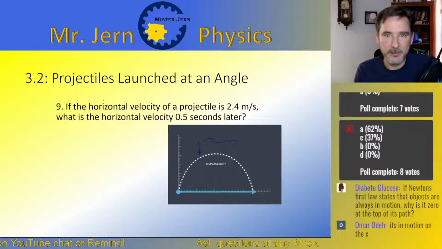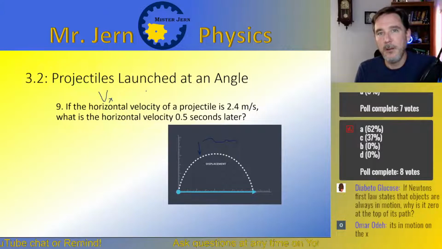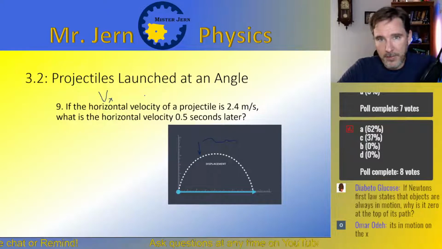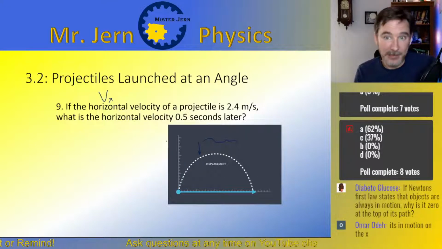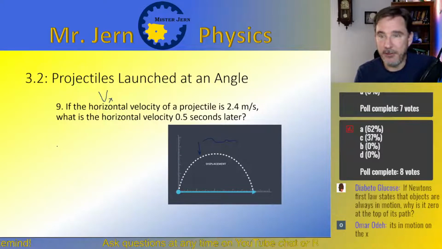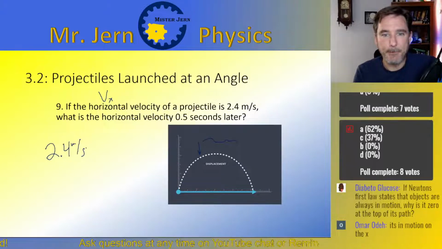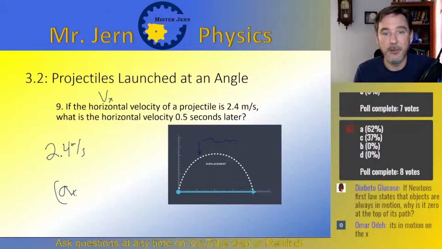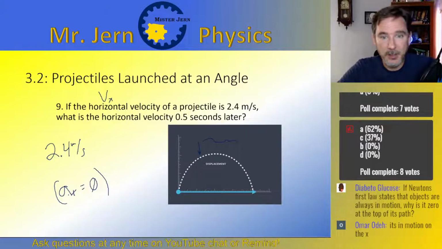So horizontal velocity, Vx, right? And I just showed you in that simulation, the x component, the horizontal one, there's nothing affecting it. So the answer, and I'm expecting it to pop up in the chat, but anybody can put it in there, is 2.4 meters per second. It doesn't change. There's no forces. Ax, I'm going to put this in parentheses, is equal to 0. There is no acceleration in the x direction.